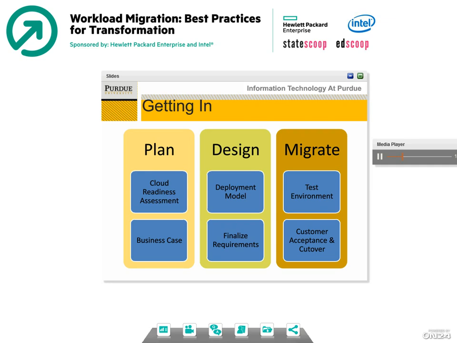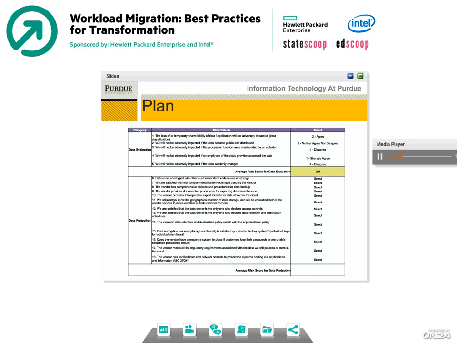So when I look at the plan phase, this is just a snapshot. I apologize, it's an eye chart, and it's got many more sections to it. But this is the readiness assessment. This is what we use. We sit down with our partners and we go through this. And as you can see, it gives you scores, basically, and it talks about what would happen if we lost our data, how sensitive is the data, how reliable is the vendor, all those sorts of questions, and it gives us a score.